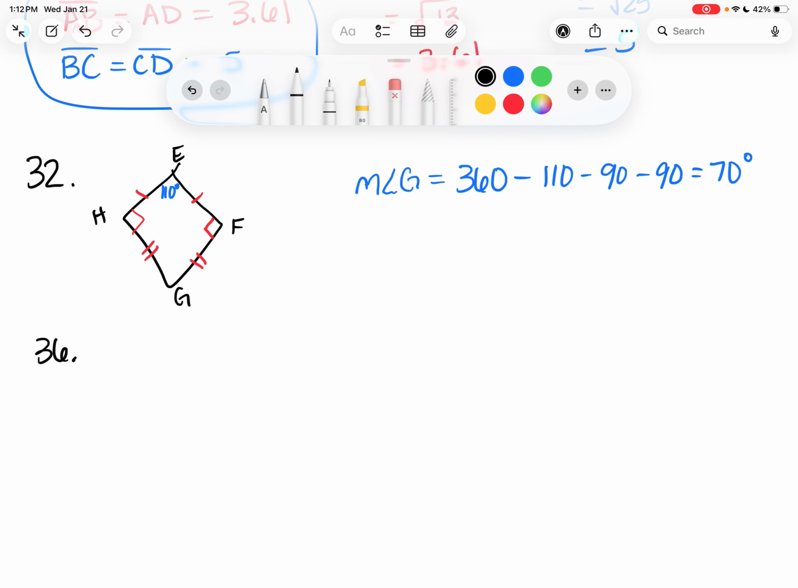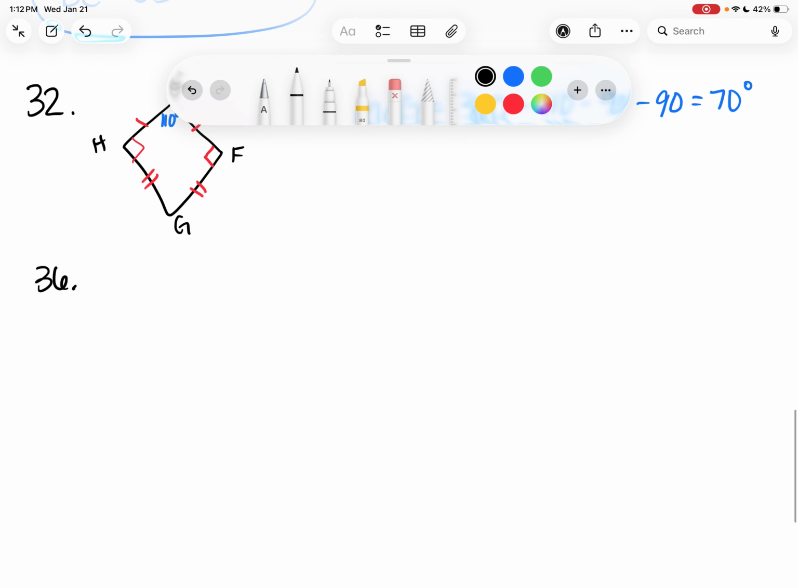So 36. They're telling me to determine whether the points, and I'll write them all down, are the vertices of a kite. So this one, they're telling me what in theory it should be. I'm going to determine, given the information, if it actually is a kite or not. Okay, and then I'll do the same thing with the trapezoid one.